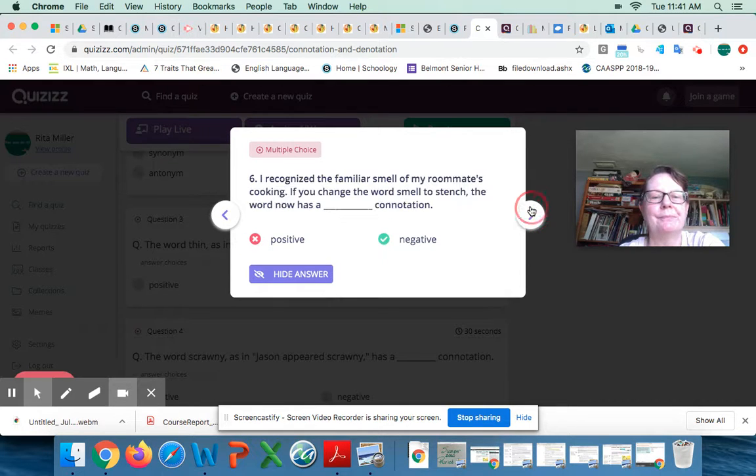Okay, let's do a couple more. We'll do 10. I recognize the familiar smell of my roommate's cooking. So we don't know yet if it's good or bad. If you change the word smell to stench, the word now has a negative connotation, right? Oops, sorry, I already showed you. Negative connotation. If you said aroma, I recognize the familiar aroma of my roommate's cooking, that might be a positive connotation. It sounds like it smells good.